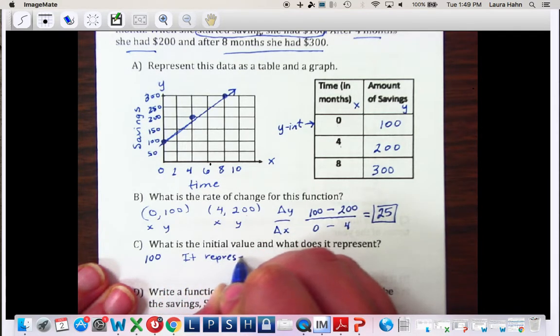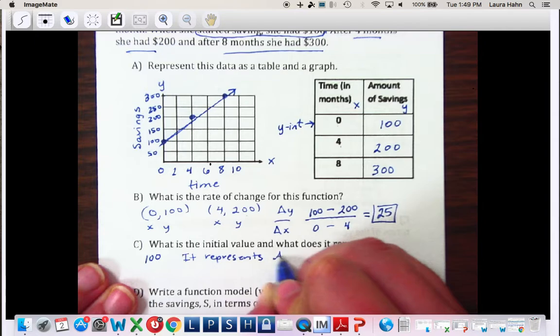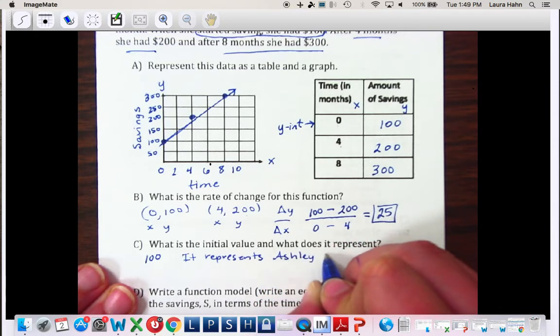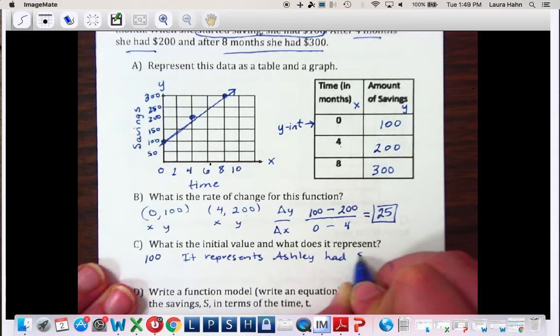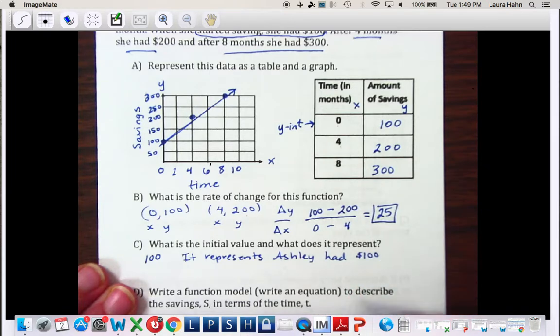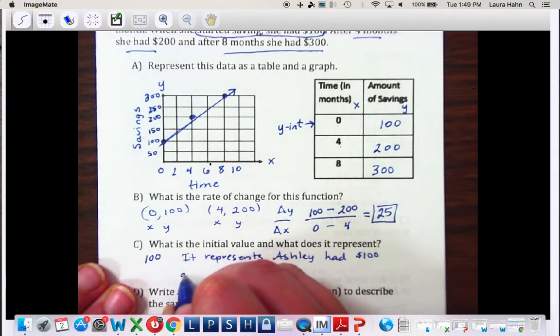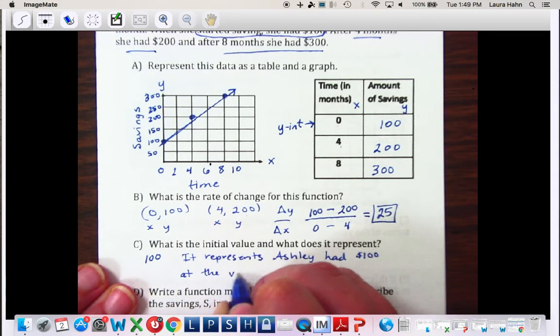So it represents Ashley had $100 at the very beginning.